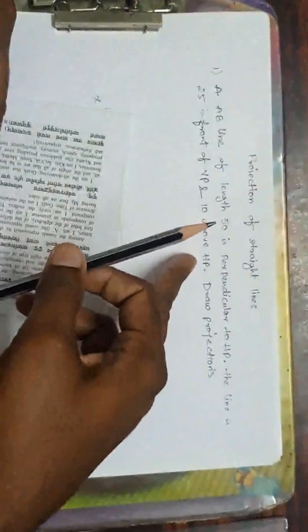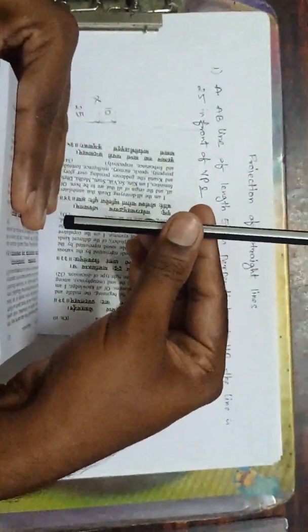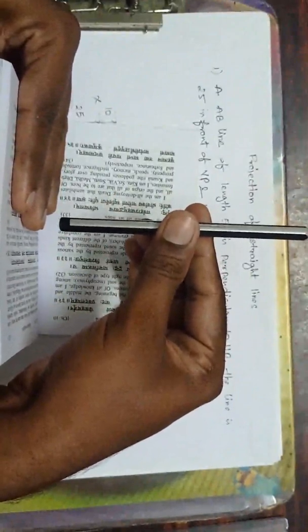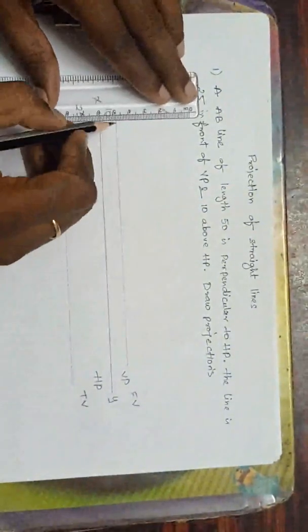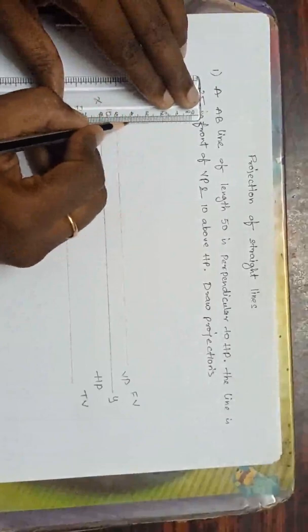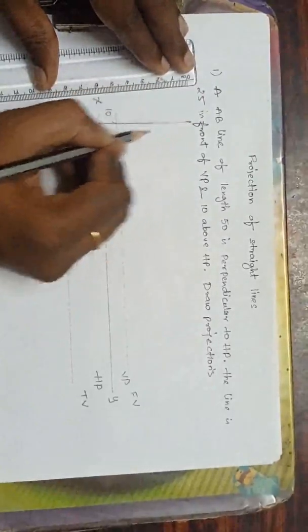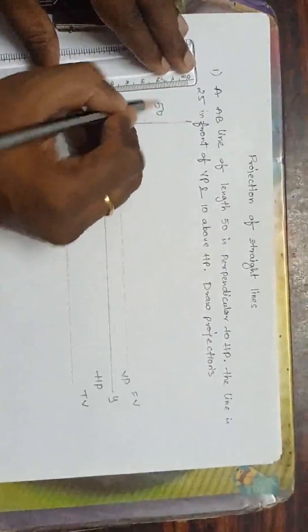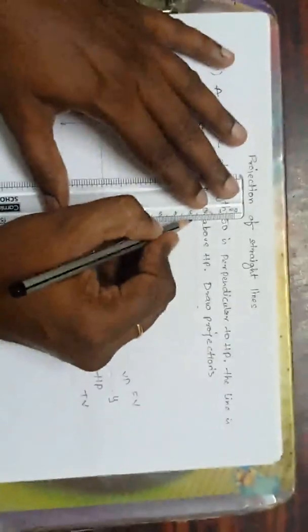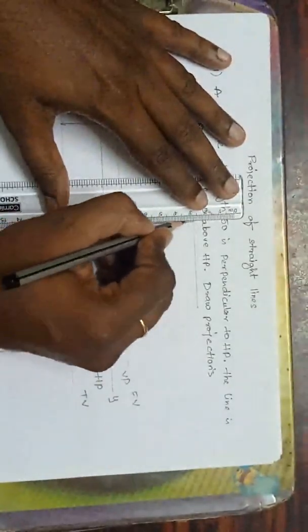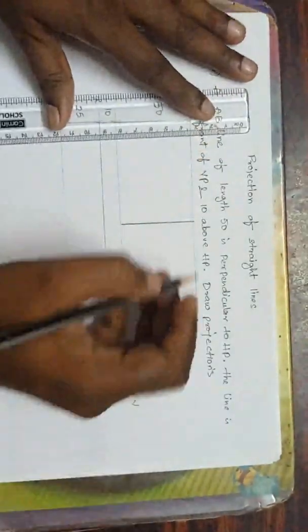Right, so first I will draw the front view. In the front view I will show how much he has given, 10 above the HP. That HP distance I can see in the VP, and also a straight line, because if the line is perpendicular to HP, I can see the complete line in the VP. So I will draw this 50 mm line here. Now I will draw this line dark because this is our answer.